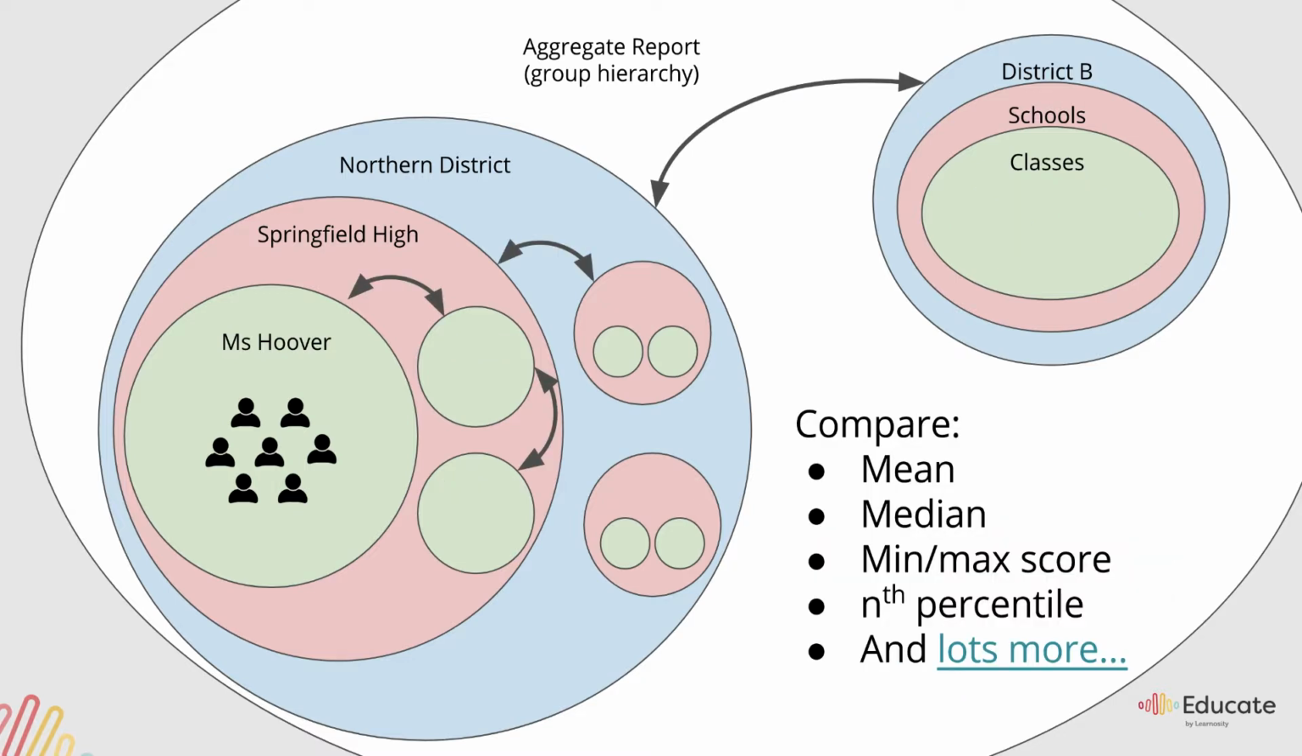Now, one of the important things to talk about with these reports is you're comparing. You're comparing at every level of the group. So at the blue level, this is our district level, you're comparing. At the red level is our class level, our school level, you're comparing at the class level. Okay?